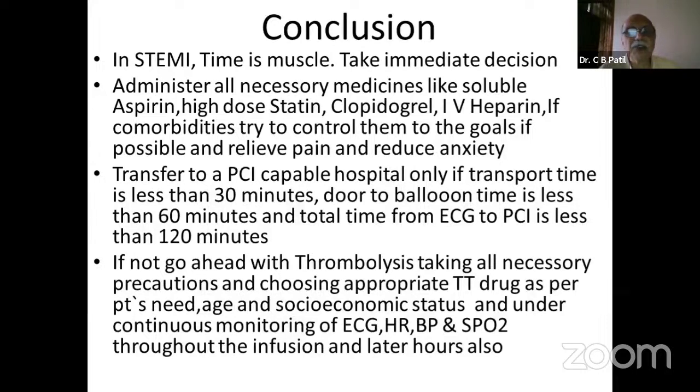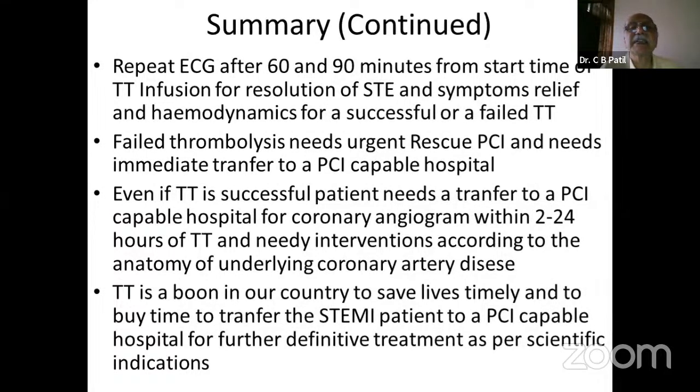If not, go ahead with thrombolysis, taking all necessary precautions and choosing an appropriate thrombolytic drug as per the patient's need, age, and socioeconomic status, and under continuous monitoring of ECG, heart rate, BP, and SpO2 throughout the administration. Repeat ECG after 60 and 90 minutes from the start time of thrombolysis infusion for resolution of ST elevation, symptom relief and hemodynamics, for a successful or a failed thrombolytic therapy. Failed thrombolysis needs urgent rescue PCI and immediate transfer to a PCI capable hospital.